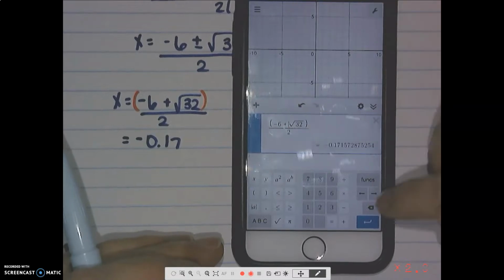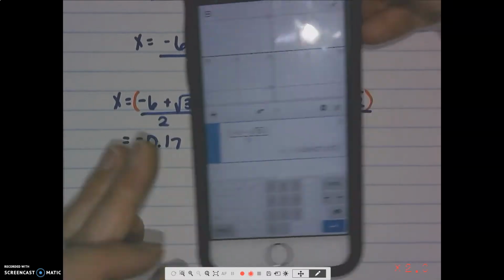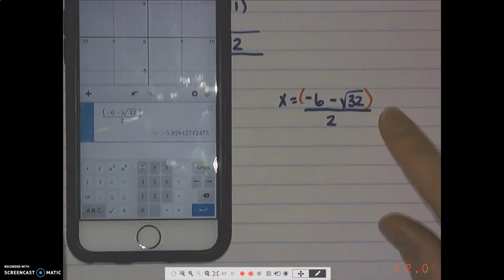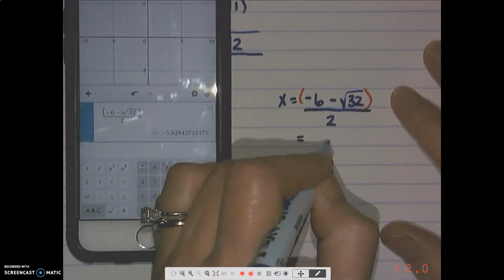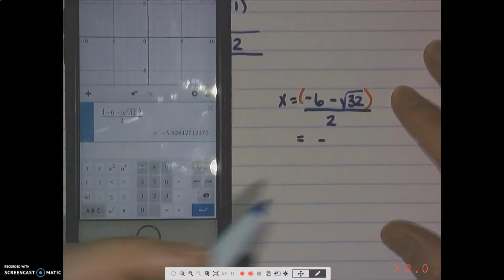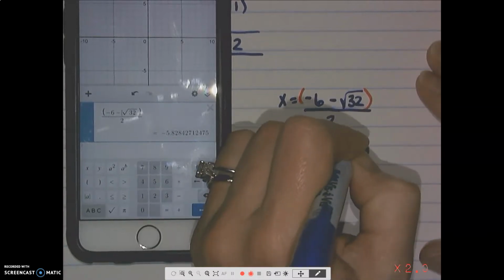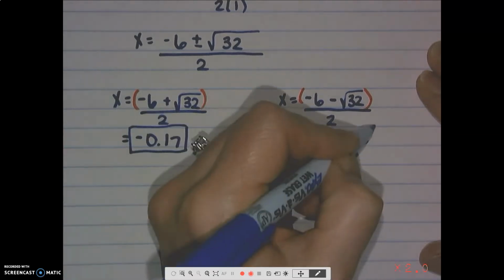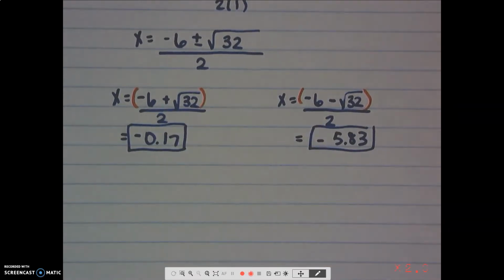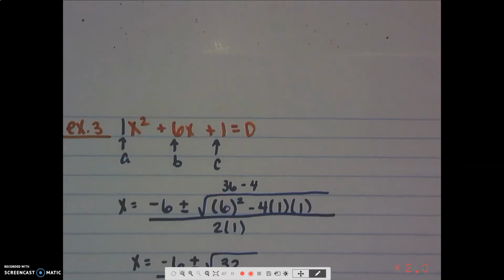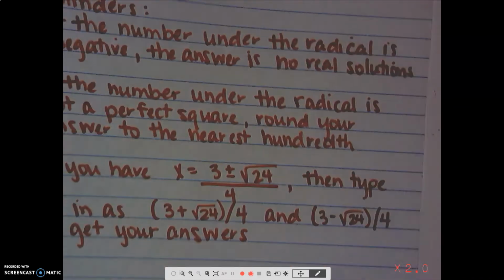Then we're going to go back into this because the only thing that's changing is now on this side we have negative 6 minus the square root of 32. And so here we would get an answer of negative 5.828. That 8 does round that up, so negative 5.83. Okay, so these would be our 2 answers. If it is not a nice number there, my suggestion is, plug it in and get your answers.